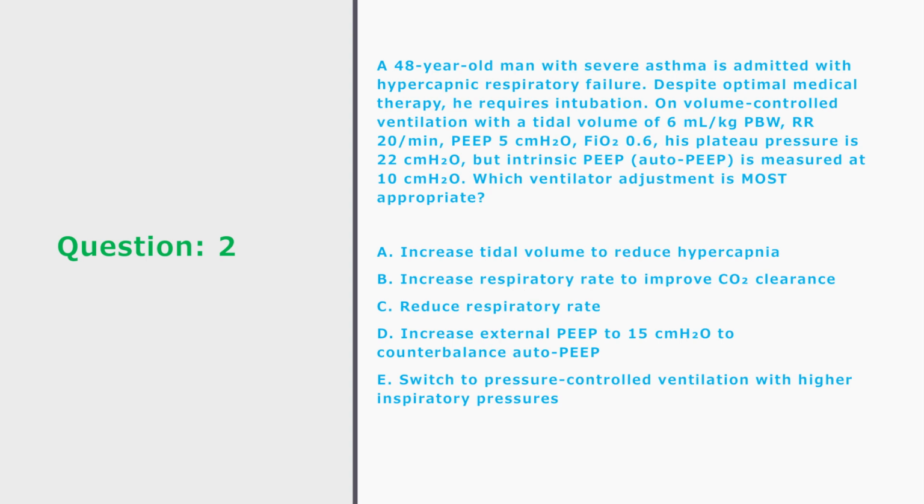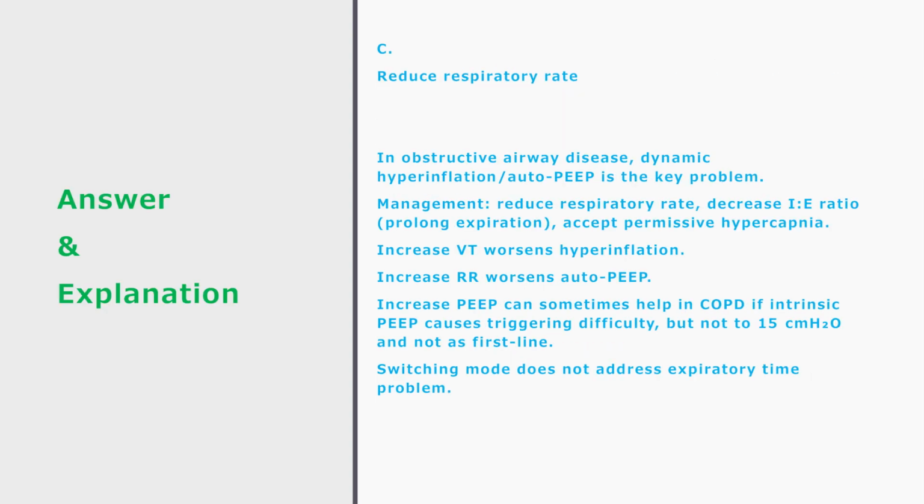A. Increase tidal volume to reduce hypercapnia. B. Increase respiratory rate to improve CO2 clearance. C. Reduce respiratory rate. D. Increase external PEEP to 15 centimeters of water to counterbalance auto PEEP. E. Switch to pressure-controlled ventilation with higher inspiratory pressures. Correct answer is C. Reduce respiratory rate.